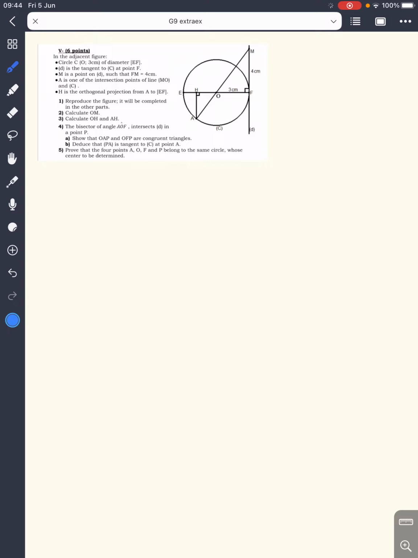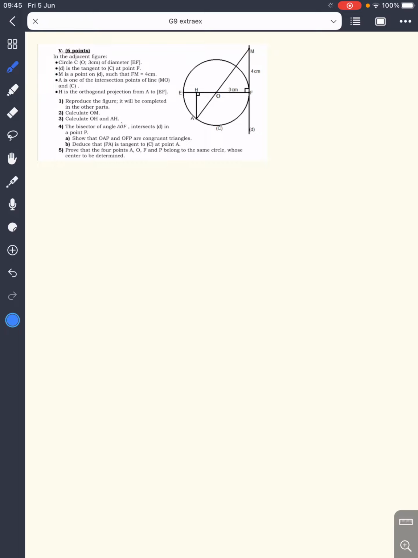Now I'm trying to understand the given well to solve properly. A is one of the intersection points of line MO and C. H is the orthogonal projection of A onto EF. That means AH is perpendicular to EF at H. Okay, part 1. Reproduce the figure. It will be completed in the other parts. Reproduce means you have to draw it with exact measurement.